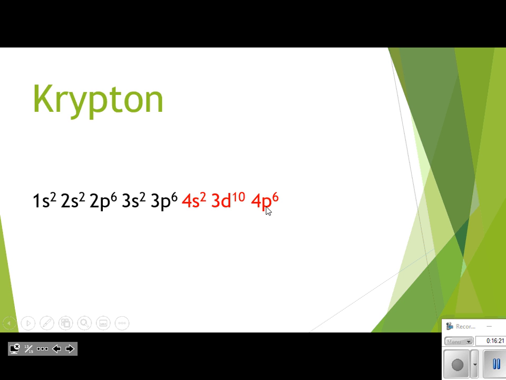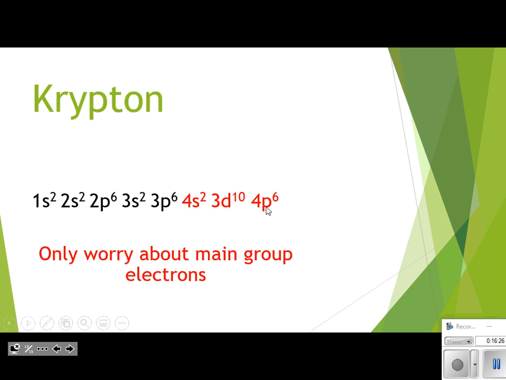So how many dots am I going to have around krypton? 8. So it's going to be filled. Krypton, there's my S's. PX, PY, PZ. So this is the representation of krypton, which has a filled outermost energy level of 8.